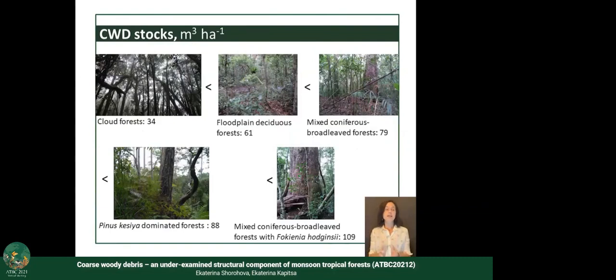Coarse woody debris stocks depended on elevation and forest type. The lowest values were found in cloud forests located at the altitude of 2,000 meters above sea level, and maximum values were observed in broadleaf forests with an admixture of Fokienia hodginsii, a beautiful big tree.